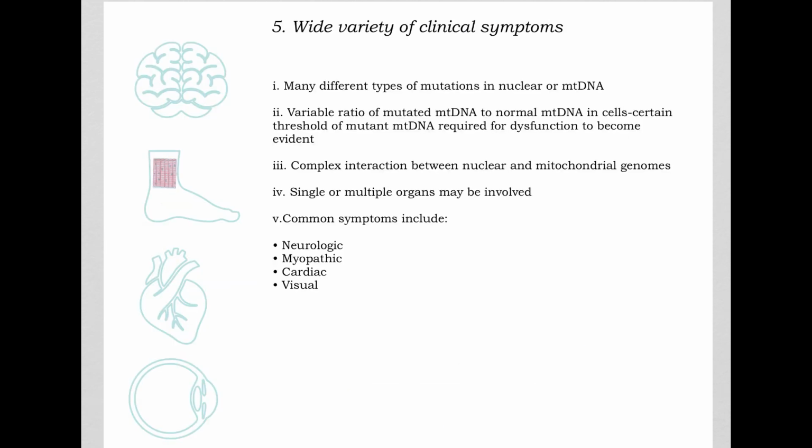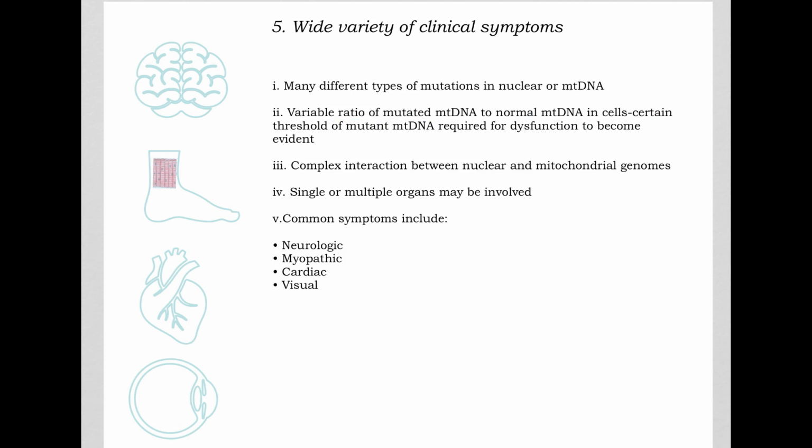Patients with mitochondrial disorders can present with a variety of clinical symptoms. This could be due to several reasons. Number one, there could be many different types of mutations in nuclear or mitochondrial DNA. The second is a highly variable ratio of mutated mitochondrial DNA to normal mitochondrial DNA in cells. There is a certain threshold of mutant mitochondrial DNA that is required in a cell in order for the cell to be dysfunctional.